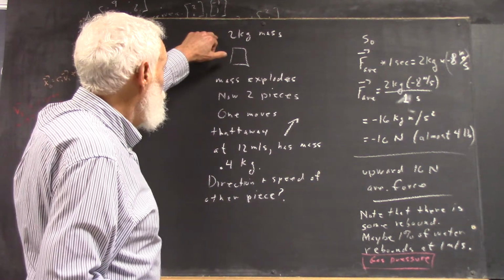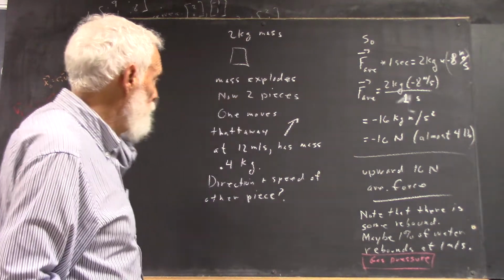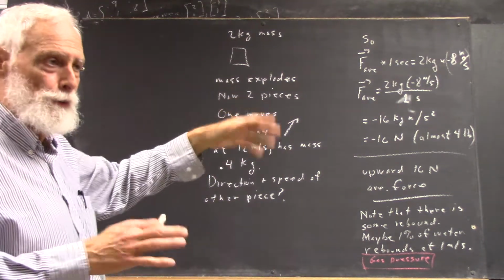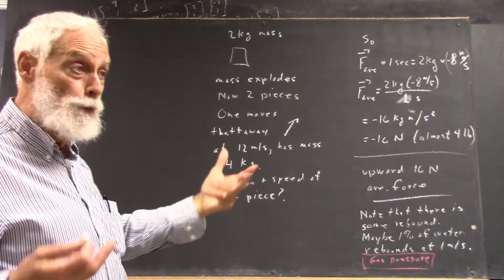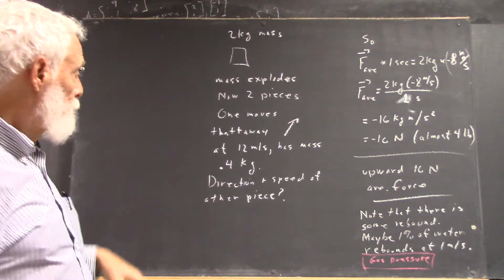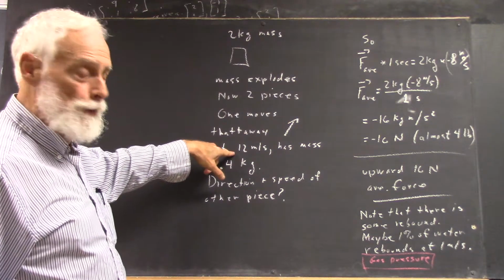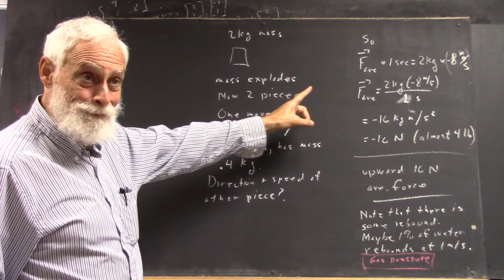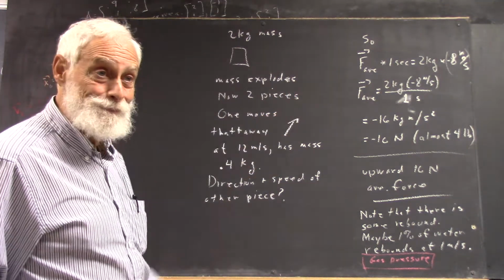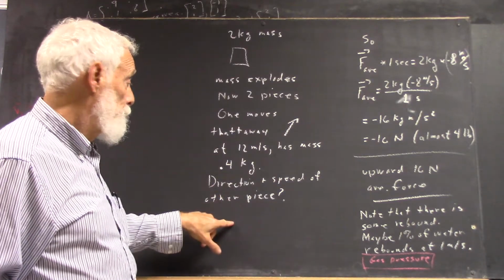Okay, so anyhow, we've got a 2 kilogram mass that explodes into 2 pieces. Implicitly, we're assuming all the mass is in those pieces, no fragments. Okay? One piece of 4/10 of a kilogram is moving at 12 meters per second that way. So then, what's the direction and speed of the other piece?